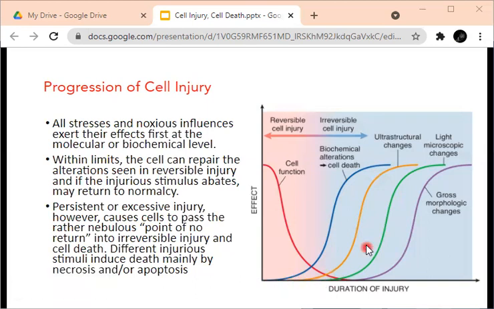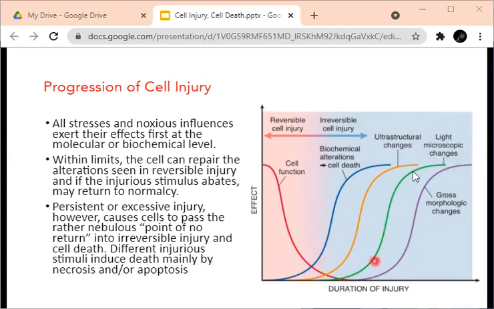Okay, and then eventually the ultrastructural changes. Ultrastructural changes are not seen with the naked eye. They are also not visible under the light microscope. So we will use specialized electron microscopes to see the ultrastructural changes. And then eventually, if the ultrastructural changes are large enough, they can be seen under the light microscope, right?